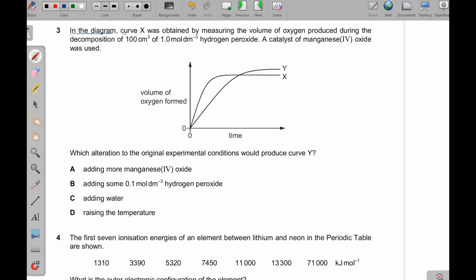Question 3. In the diagram, curve X was obtained by measuring the volume of oxygen produced during the decomposition of 100 cubic centimeters of 1 molar hydrogen peroxide. A catalyst of manganese(IV) oxide was used. Which alteration to the original experimental conditions would produce curve Y? Now, when you look at curve Y here, we are seeing the yield has increased, okay? Since the yield has increased, that means you must be having more reactants. You get it? So the concentration of the reactant, hydrogen peroxide, must be increased, okay?